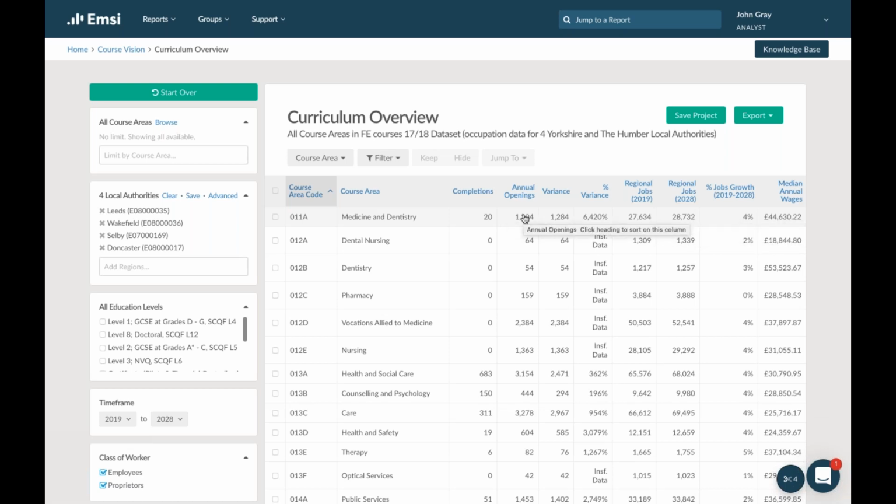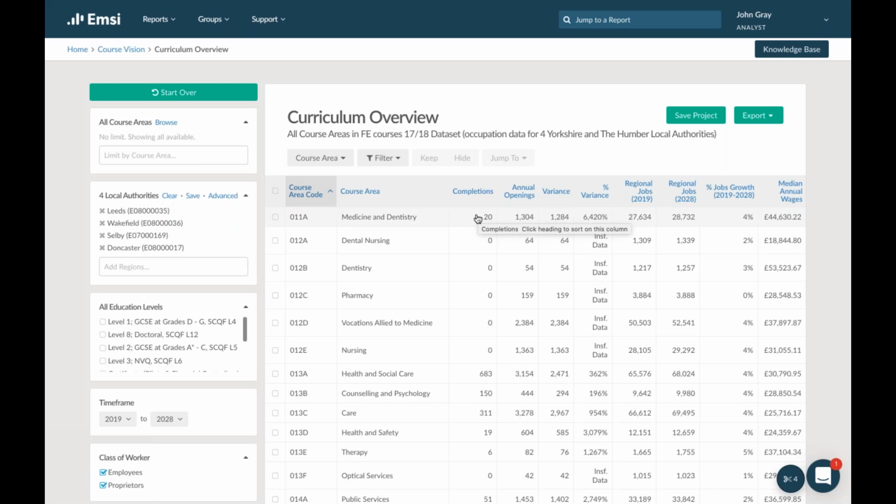But the bit that we're really interested in at this stage is to look at the annual openings. So this data is real LMI data, but this is dummy data for completion. So this would be your completion data once uploaded.